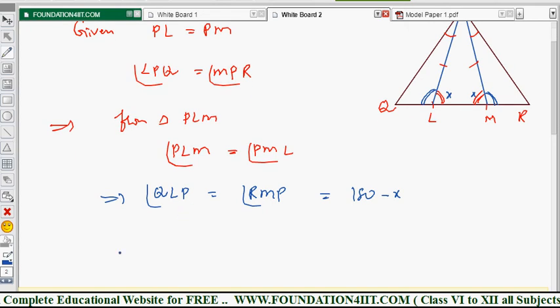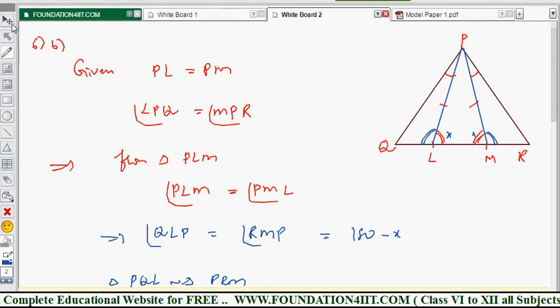Therefore, triangle PQL is similar to triangle PRM. We verified it here. These angles are given, this side is given equal, and the other two angles are also the same. So angle side angle, again angle side angle. That's why these two triangles are similar.